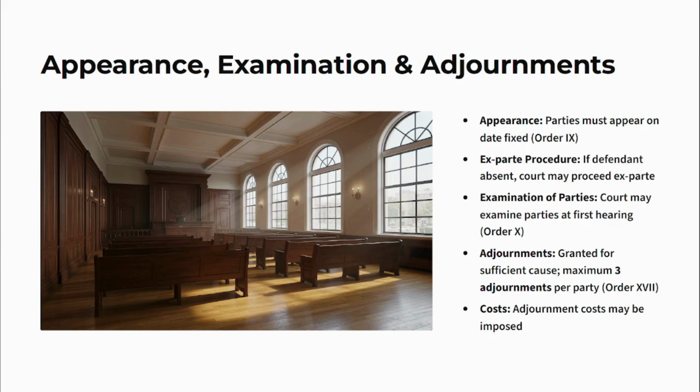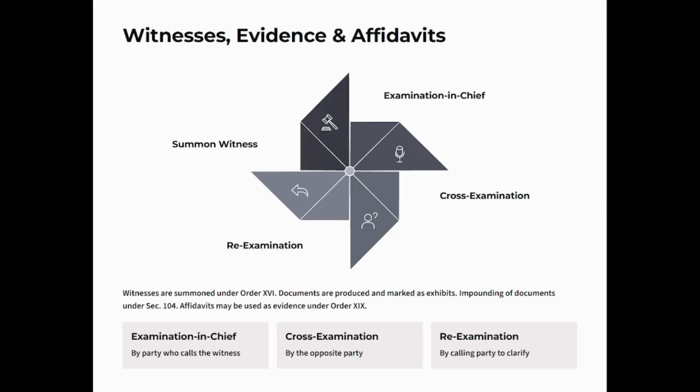Order 17: the court can allow adjournment, that is postponement, only for good reason, and normally a party gets a maximum of 3 adjournments. The court can also charge a cost for causing delay. We'll go to the next slide, that is witness, evidence and affidavits.